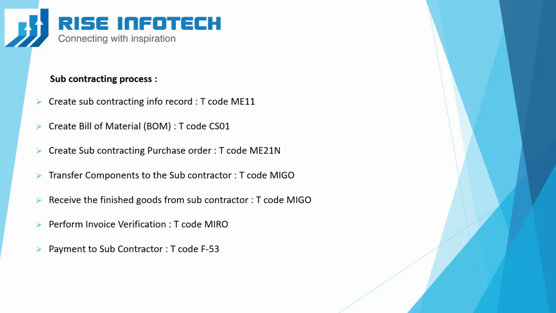Next comes to transfer the components to the subcontractor. The T code is MIGO. And next one is to receive the finished goods from the subcontractor. So once the goods are received from the subcontractor, we need to do the MIGO entry. And next comes to perform the invoice verification. Once all the goods are completed, we need to do the verification from the GR and IR, whether it is matching or not. And next we will make the payment by the T code F-53 in SAP.